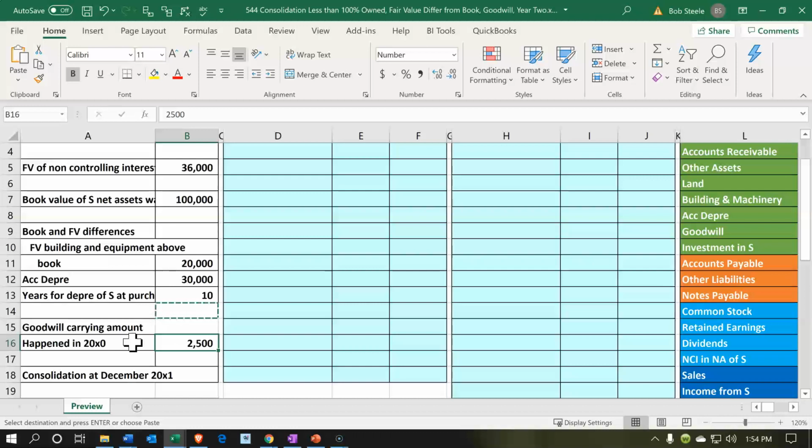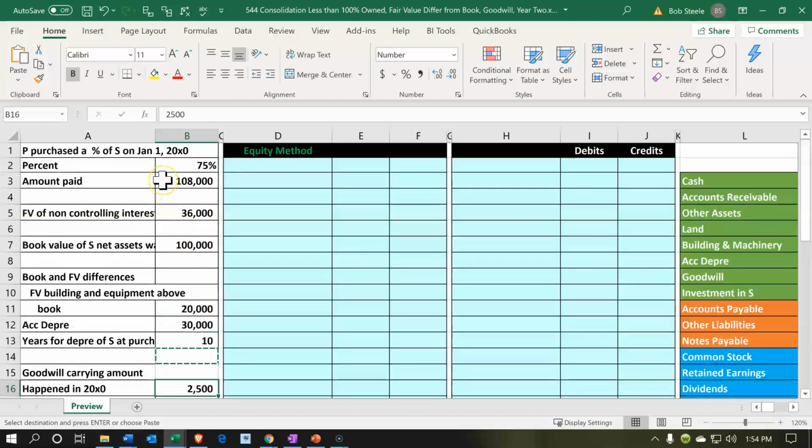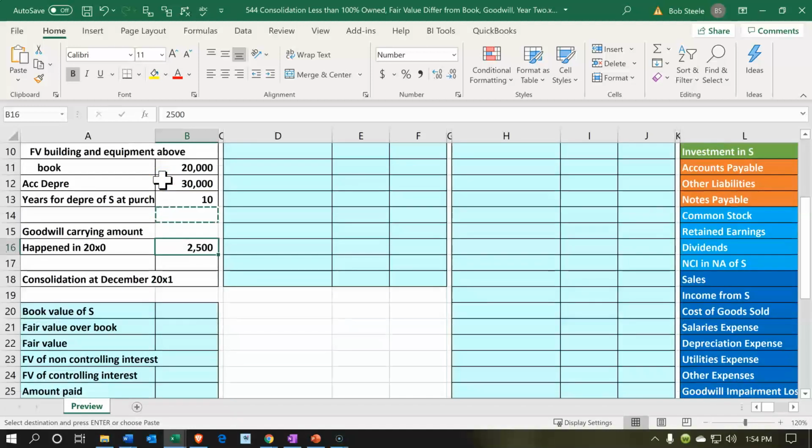So we need to know, is it a current year thing that's going to be happening to the current income statement, or a loss on the decline, or did it happen last year? This happened last year. So, the purchase took place in 2000X0. The decline happened at the end of 2000X0. By 2000X1, it was already declined to this carrying amount, 2,500.